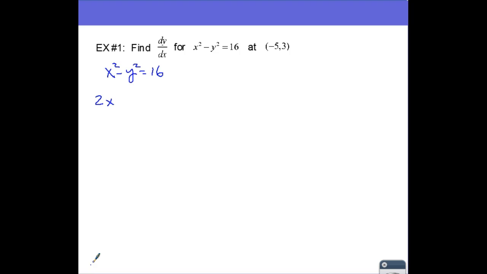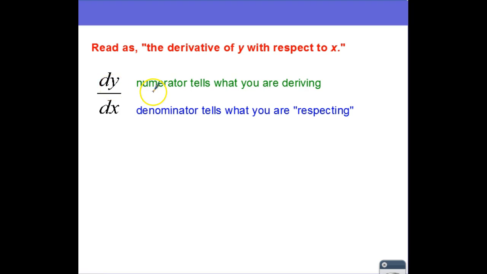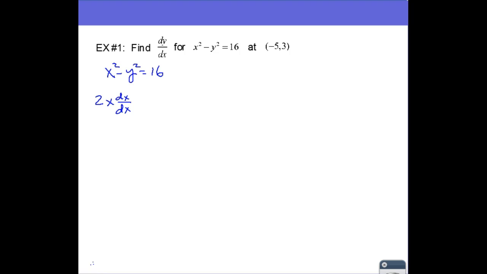differentiated. But when I take the derivative of x squared, I can also write dx/dx. And what that means is the derivative of x with respect to x. Remember what we just said a moment ago. The numerator tells you what you're deriving, and the denominator tells you what you are respecting. So in this case, I was taking the derivative of x with respect to itself. Let me keep going. So this gives me minus 2y, and I'll write dy/dx.